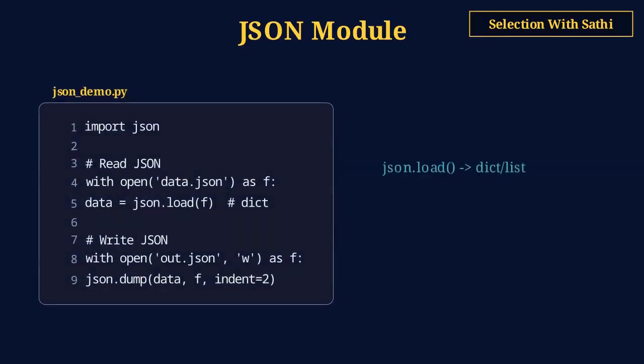The JSON module handles JSON data. json.load reads JSON from a file object. json.loads parses JSON from a string, note the S for string. json.dump writes Python data to a file as JSON. json.dumps returns a JSON string, use indent equals 2 for pretty printing.